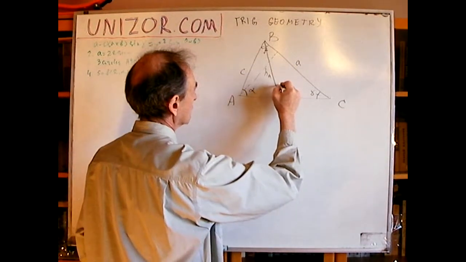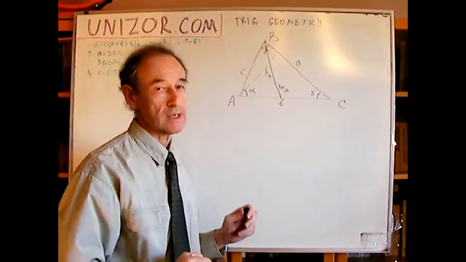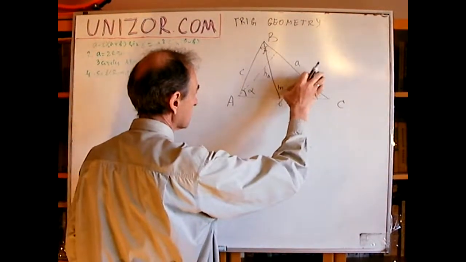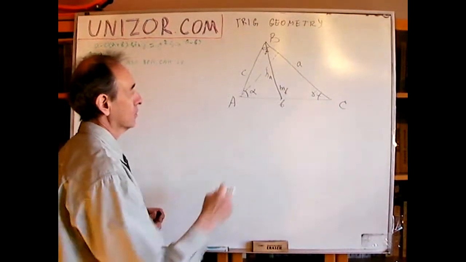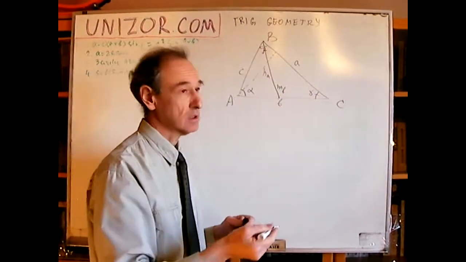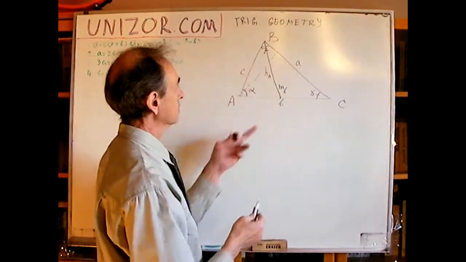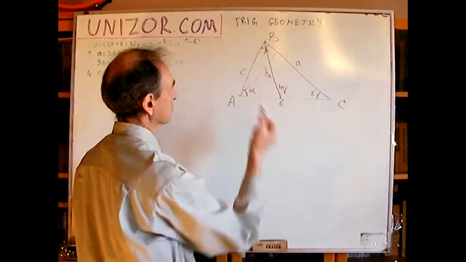Now the median, let's say the median from the vertex B, goes to the middle of this side. The length of this median I will call lowercase m with, oh, I'm sorry, it's on the B side, so the suffix B. So the median is MB, correspondingly MA or MC, and the altitude is HA, and obviously this would be HB and this would be HC.